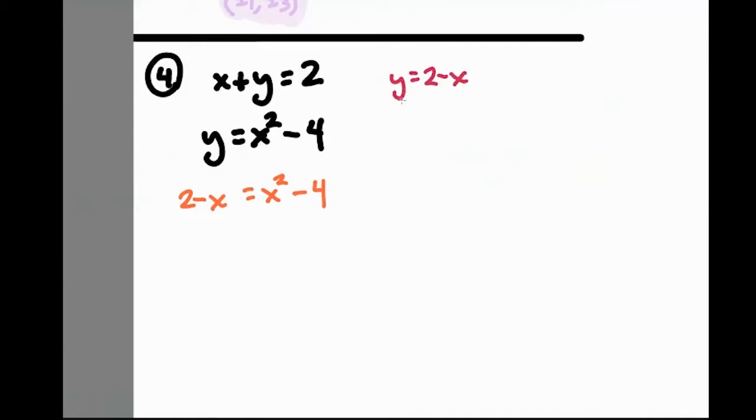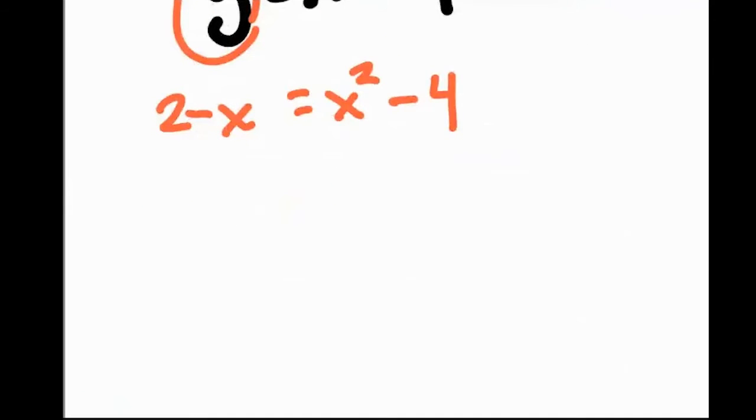So I substituted the y in here for this one here. Then I'm going to move everything to one side. So I'm going to subtract 2 from both sides. I'm going to add x. So you're going to end up with x squared plus x, and then it's going to be negative 4 minus 2, which is negative 6.